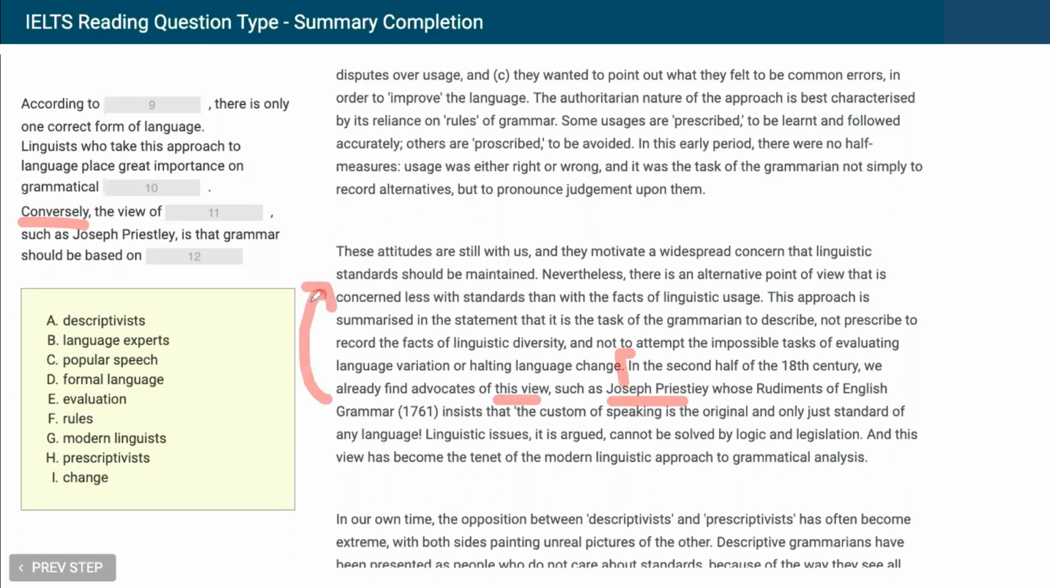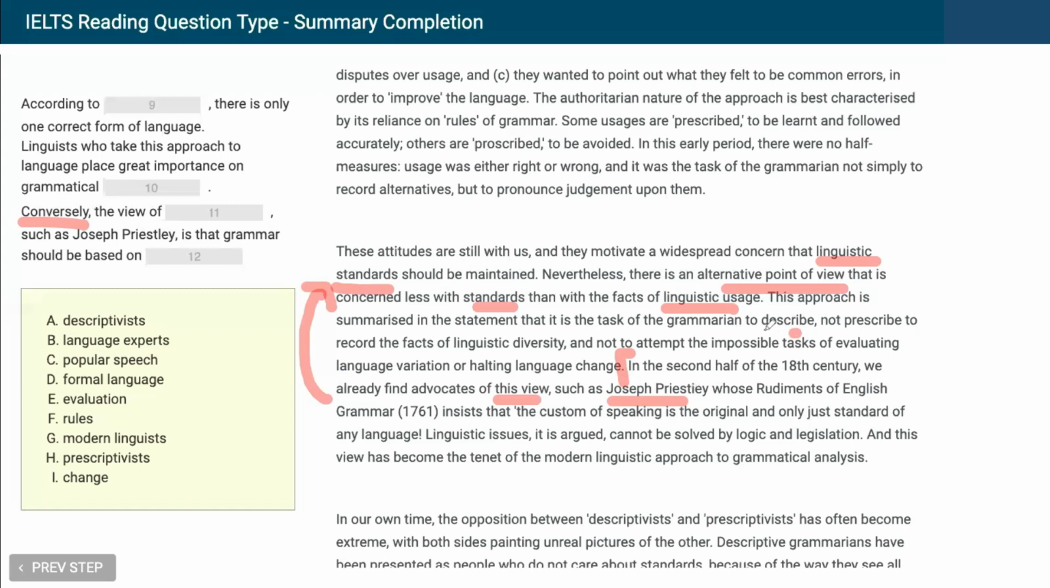So let me go ahead and give this a read as well. These attitudes are still with us. There's a linguistic standard that has to be maintained. Nevertheless, there is an alternative point of view that is concerned less with standards than with the facts of linguistic usage. This approach is summarized in the statement that it is the task of the grammarian to describe, not prescribe, to record the facts of linguistic diversity and not to attempt the impossible tasks of evaluating language variation or halting language change.